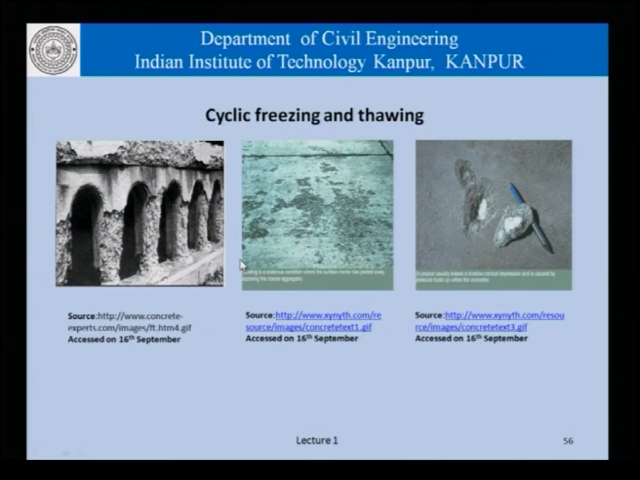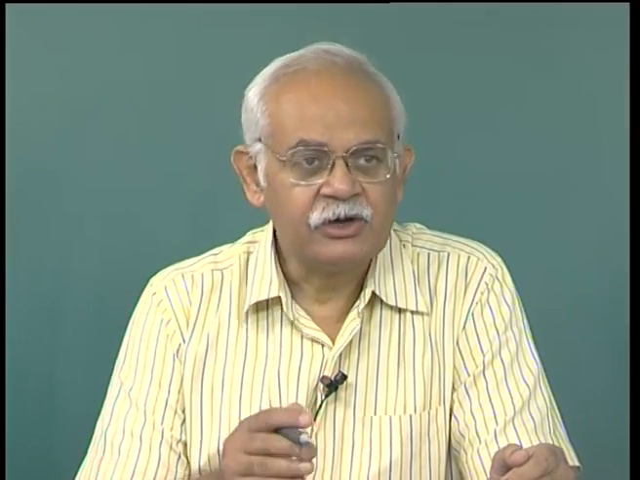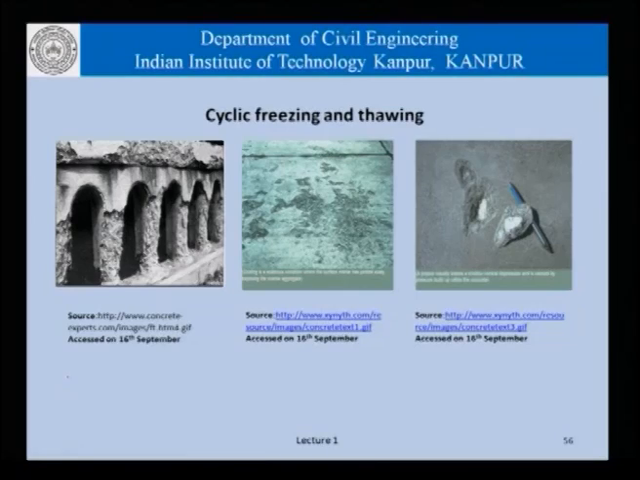Now coming to freezing and thawing of concrete structures. Cyclic freezing and thawing means the concrete is placed in an environment where the temperature of the atmosphere becomes less than 0 and then higher than 0, causing the water in the concrete to freeze and thaw cyclically. Now we know that if that happens, the water expands and contracts, and this change in volume of the water within the concrete in the pore system causes the kind of deterioration shown in these pictures.